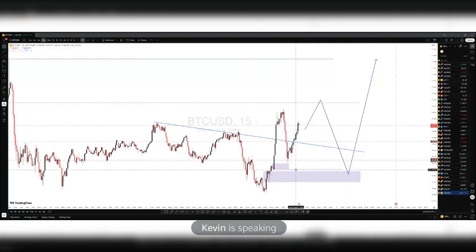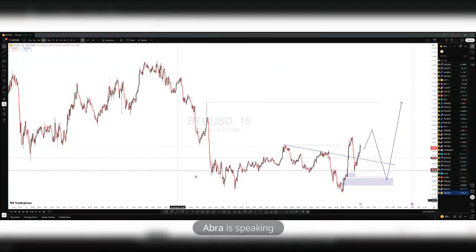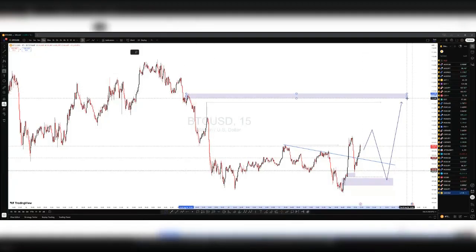So yeah, BTC USD, I believe we're bullish because there's liquidity here that I think price is going to be interested in clearing. Probably after clearing that liquidity, price might then decide to either react from here or up here.